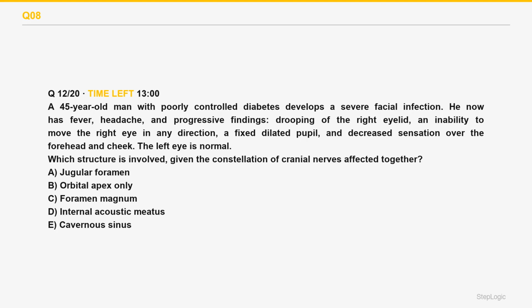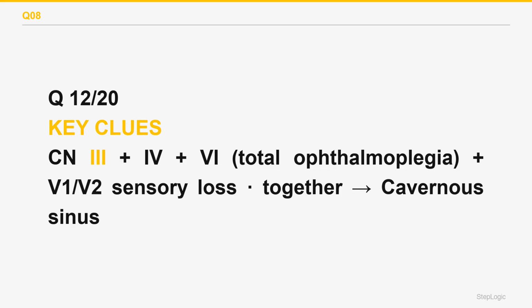Read the command. Which structure, given multiple CN involved together? Ptosis, complete ophthalmoplegia, fixed dilated pupil, V1 and V2 sensory loss. Cavernous sinus syndrome. The cavernous sinus is a venous channel beside the sella turcica through which several cranial nerves travel together: cranial nerves III, IV, and VI, controlling all eye movements, plus the V1 and V2 branches of the trigeminal nerve, and the internal carotid artery with sympathetic fibers.